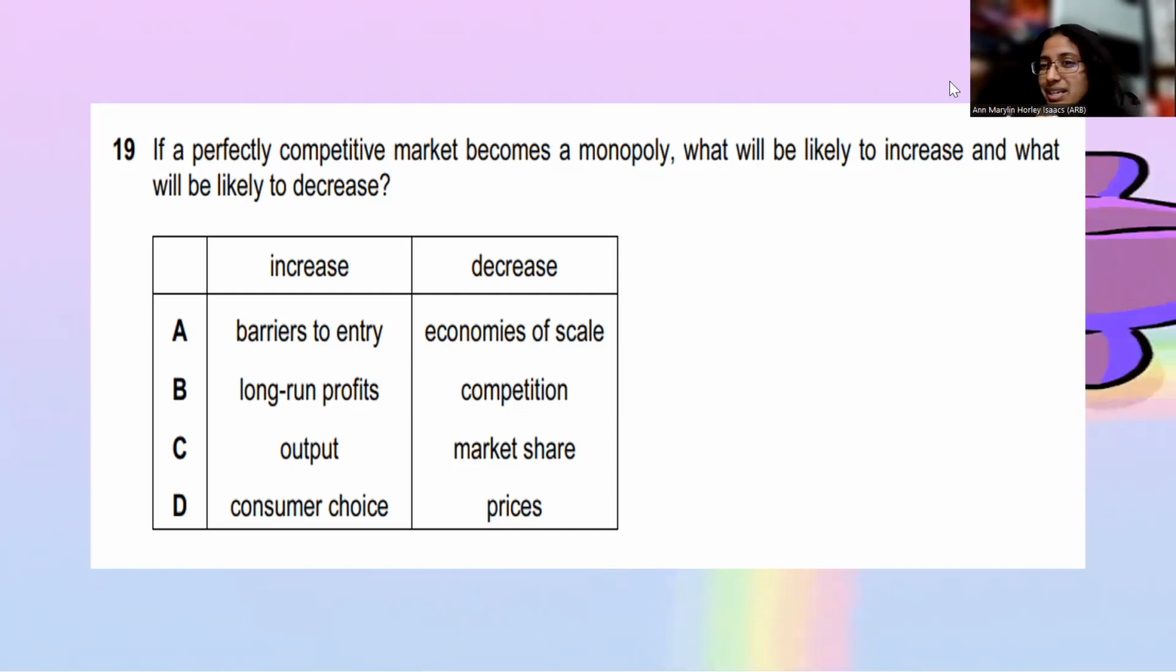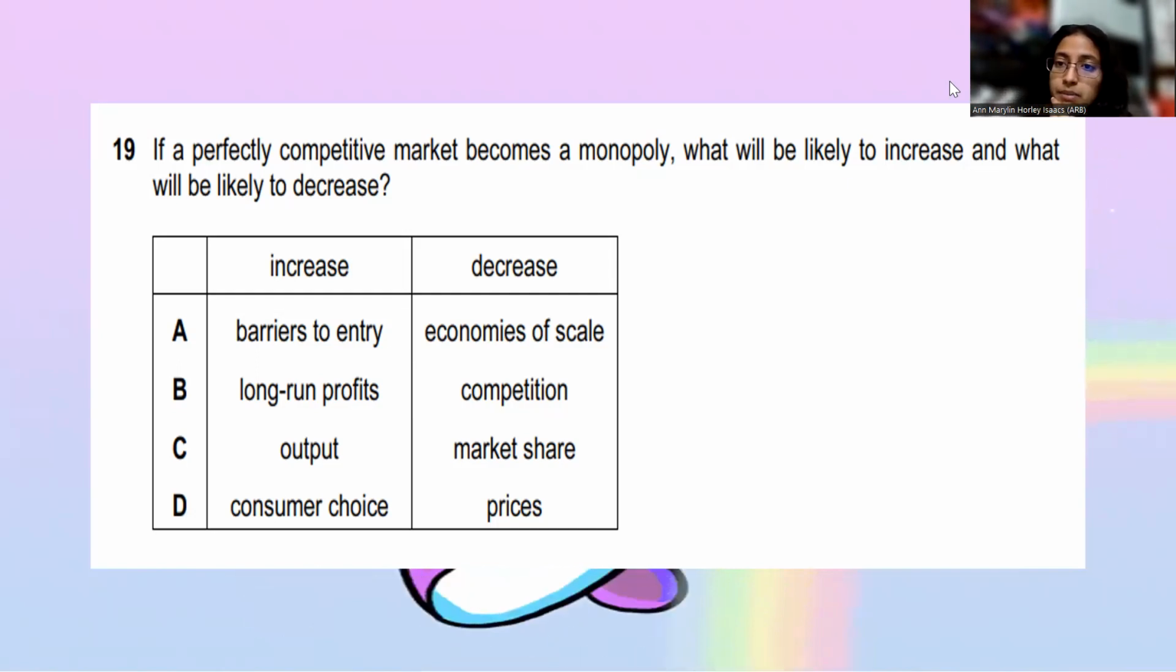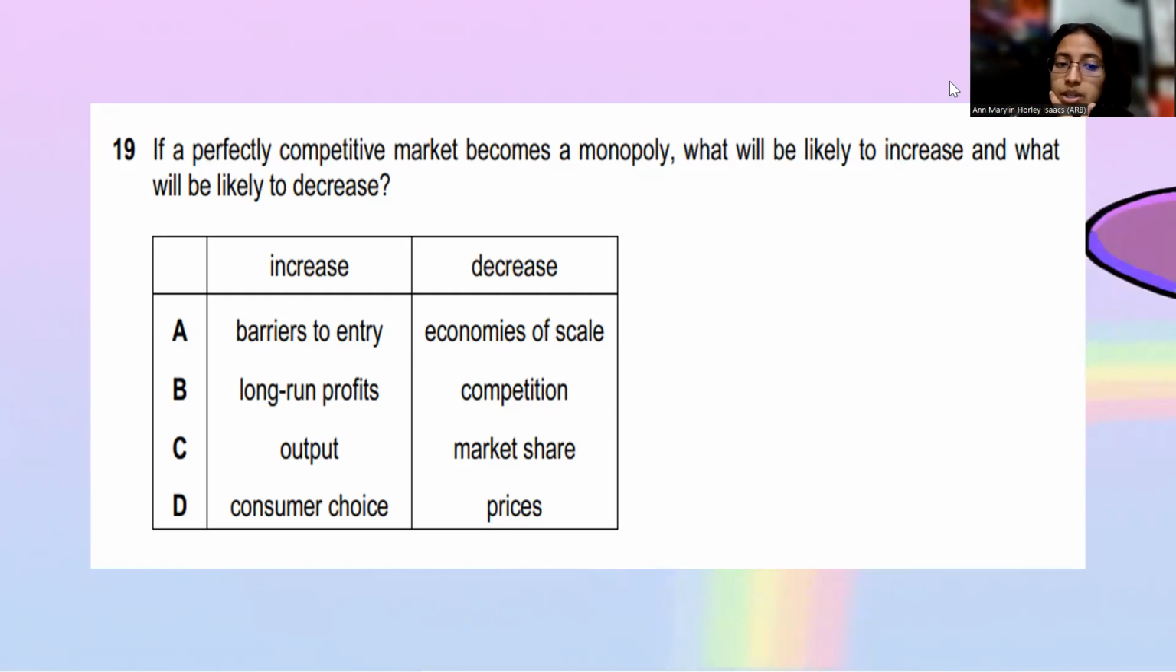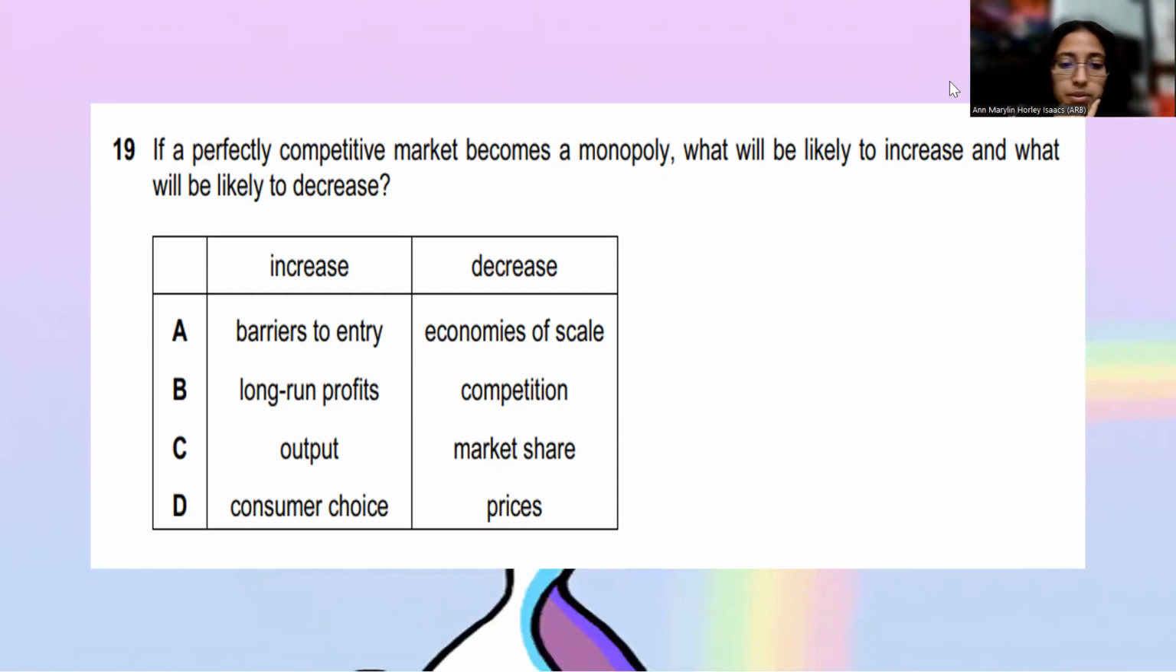You would own a very tiny, insignificant share. Think of those many sellers selling the same sari. Okay, consumer choice. Consumer choice would decrease because they don't have anyone to buy from. They can only buy from you.